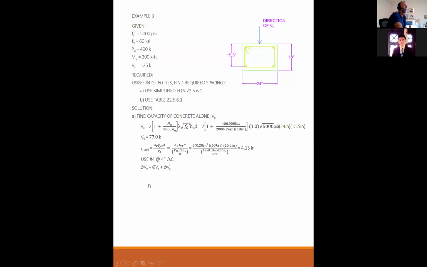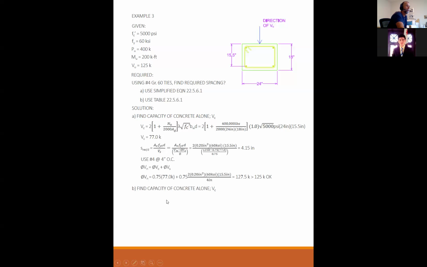So phi Vn is phi Vc plus phi Vs. Phi Vn is 0.75 times 77 plus 0.75 times Av fy d over s. And I get 127.5 kips, greater than 125 kips, so we're okay.